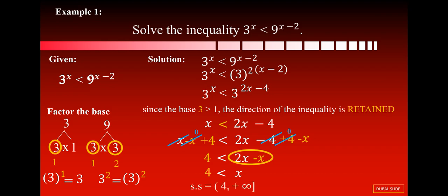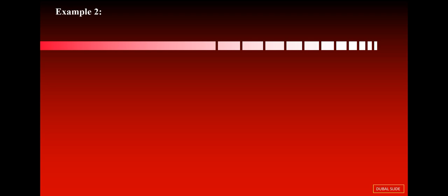So the solution set for this is 4 to positive infinity. But this 4 is not part of the solution. Next, let's move on with example number 2.